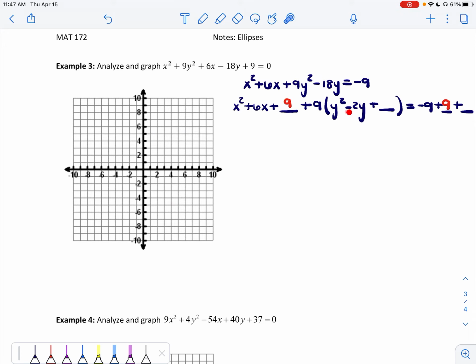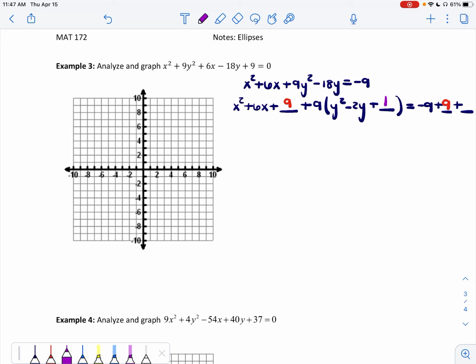Okay. All right, now let's work on our y's. So we have a negative 2y. So again, negative 2 divided by 2 is a negative 1. Negative 1 squared is a positive 1.